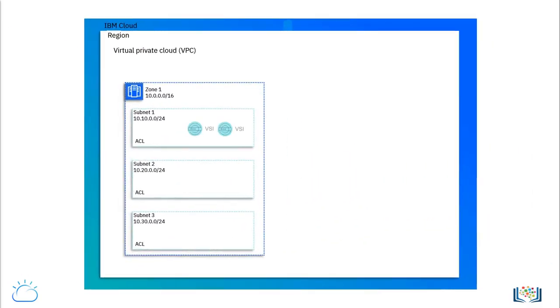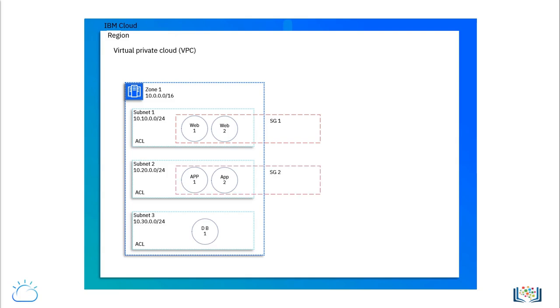Once you build a subnet, then it is time to add some VSIs and storage to it so that you could run your applications. Let's say you have a 3-tier application that requires web access VSIs, application tier VSIs, and back-end database VSIs. In this case, we would place the web-facing VSIs into one security group, the application VSIs in a second security group, and the database VSIs in a third security group.